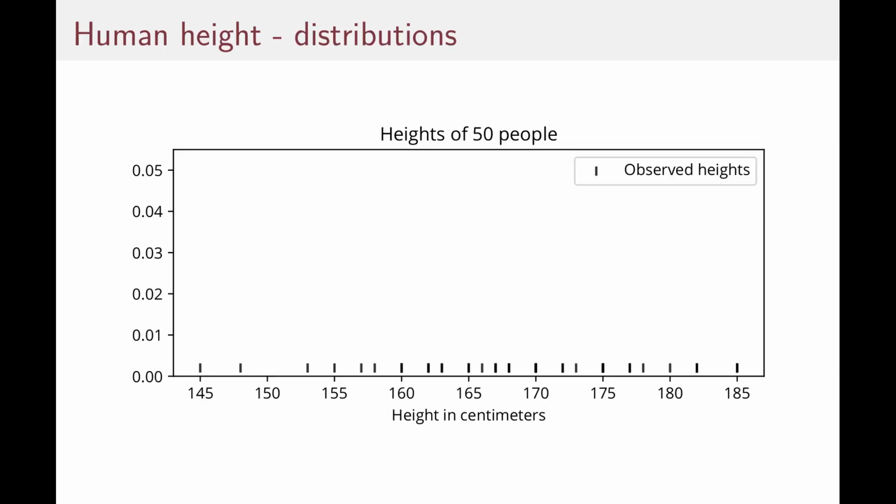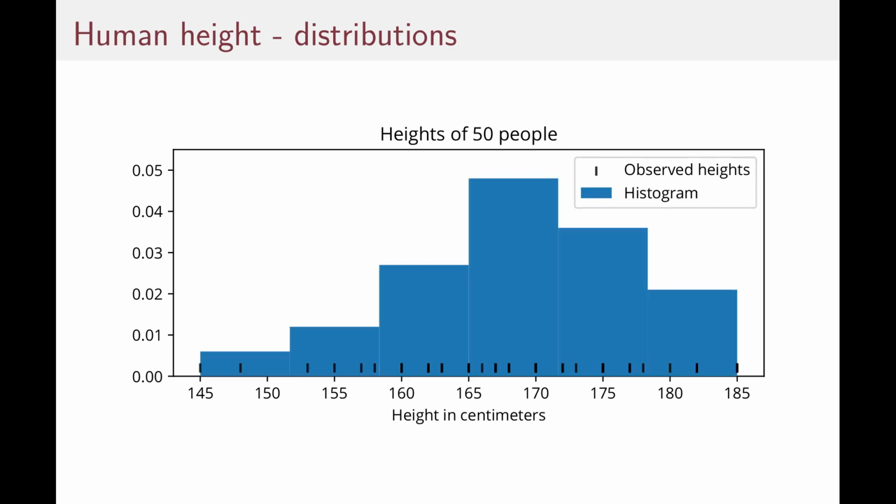Here's a data set. This is the height of 50 people. It's from a book called Handbook of Small Data Sets. And this is the height in centimeters of 50 people. So what can we do about this? Well, we can make a histogram.